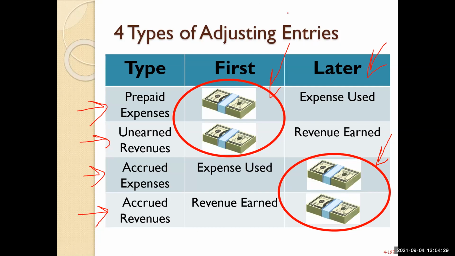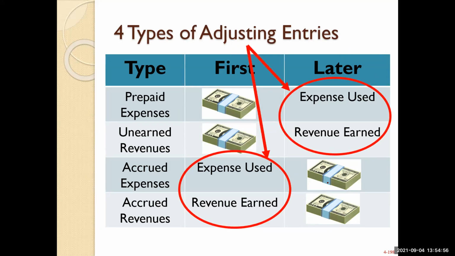So these 2 columns here represent the period. Either something is happening in the earlier accounting period, and then something else is happening in the later accounting period. So in prepaid expenses and unearned revenues, cash is changing hands first, and it's the opposite for accrued expenses and accrued revenues, meaning you pay for something or you receive cash after the revenue or expense.